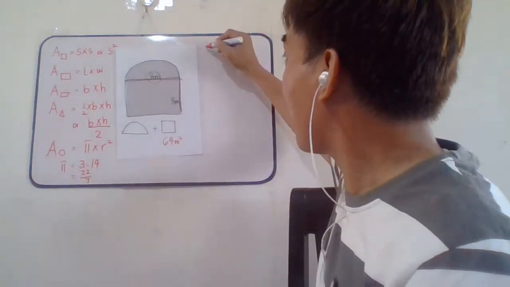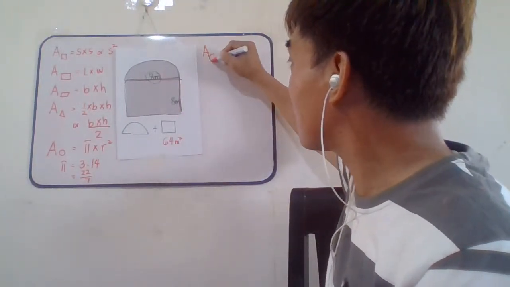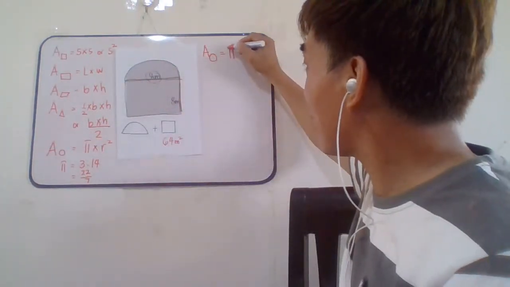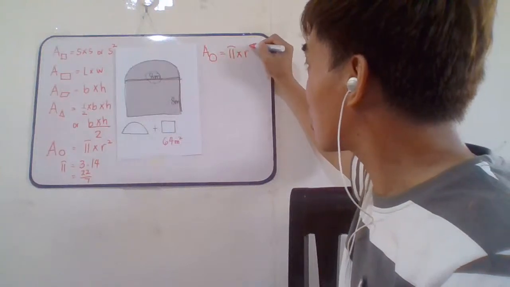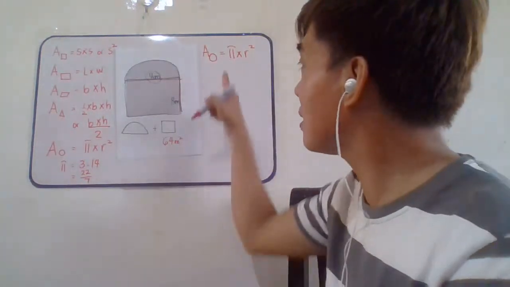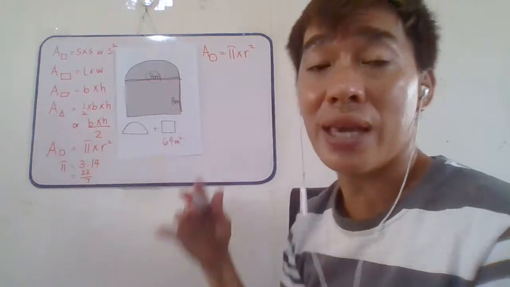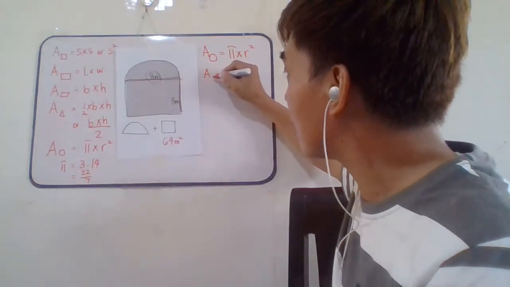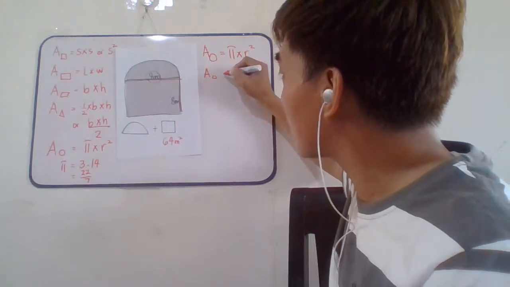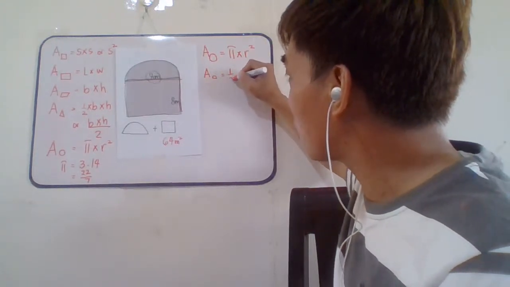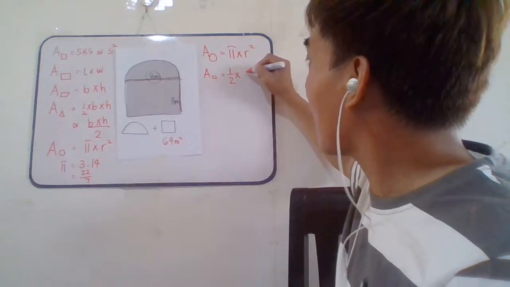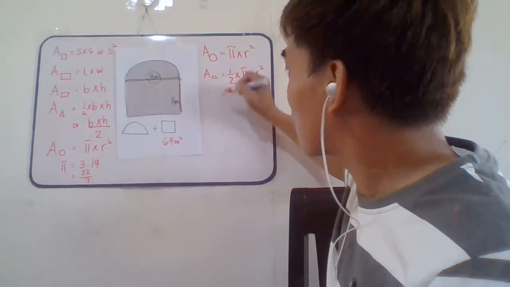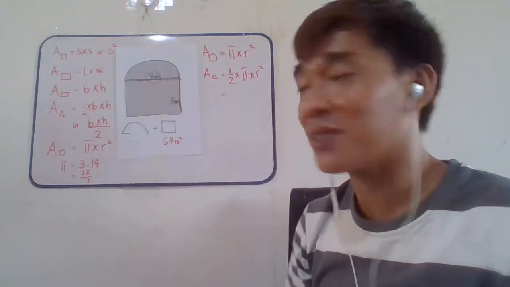Okay, to solve for the area of the circle, the formula is pi times radius squared. But this is not a circle here. That is just only half of the circle. So because that is just only half of the circle, the area of the semicircle is equal to half of the area of the circle.